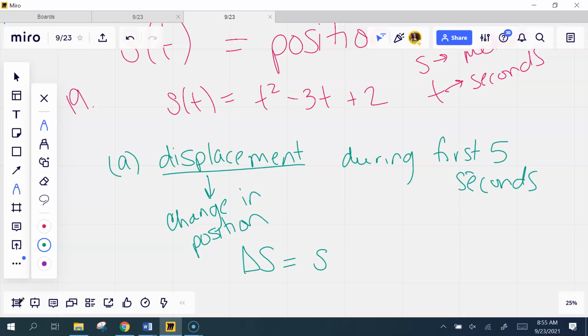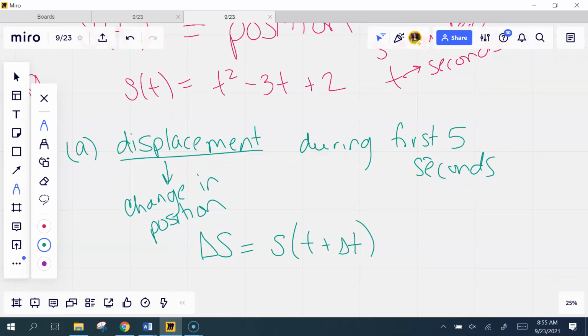You take where you end up. T is the time you started, and you add how much time you went, right? So you have to take that into account, because maybe I'm not looking at displacement during the first 5 seconds. Maybe I'm looking at displacement between seconds 20 and 25, right? And then I'm going to subtract my initial position. I'm trying to make this really complicated right now. I'm just kidding.